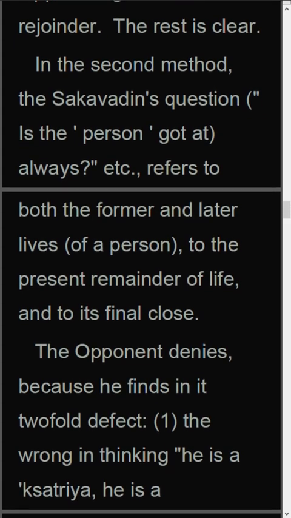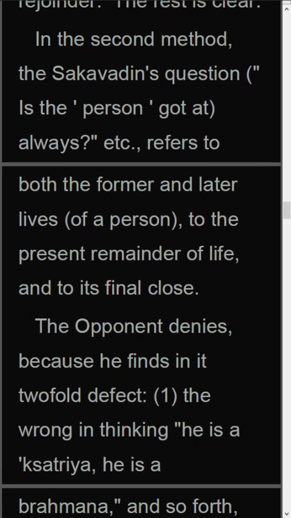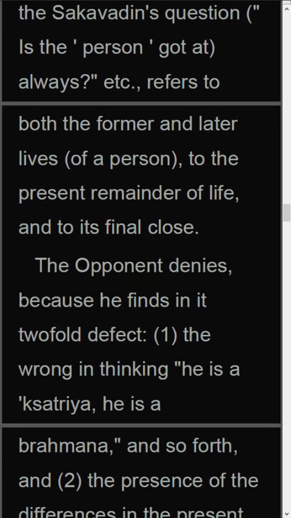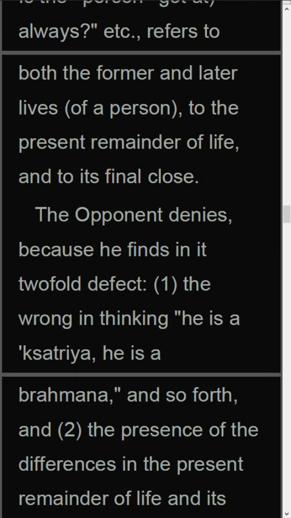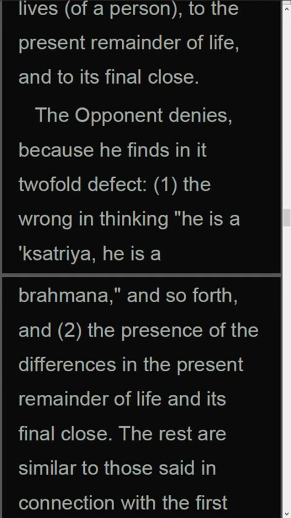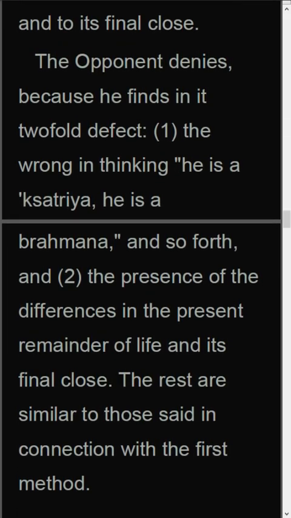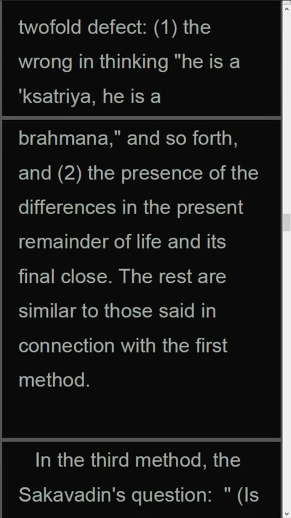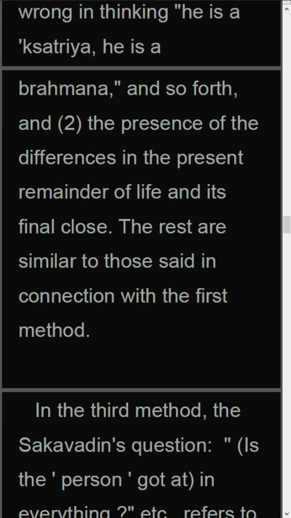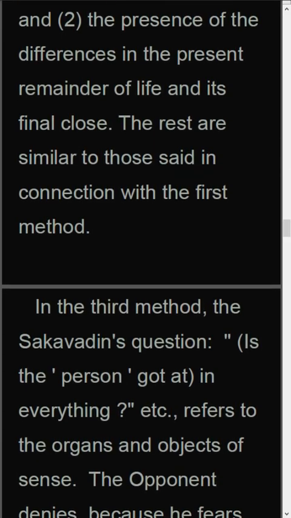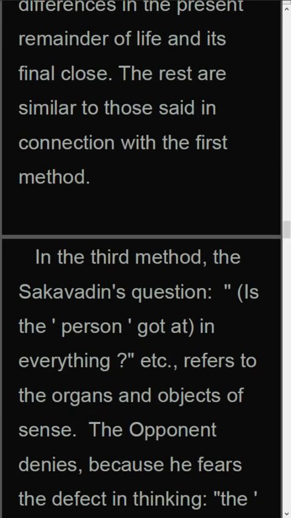In the second method, the Sakavadin's question, "Is the person got at, always?" etc., refers to both the former and later lives of a person, to the present remainder of life, and to its final close. The opponent denies, because he finds in it twofold defect: 1. The wrong in thinking "he is a Kshatriya, he is a Brahmana," and so forth, and 2. The presence of the differences in the present remainder of life and its final close. The rest are similar to those said in connection with the first method.